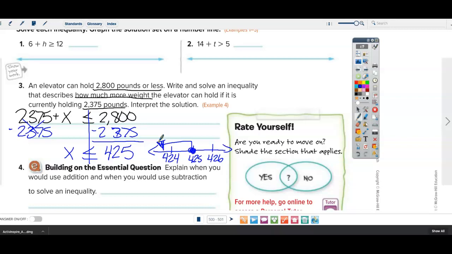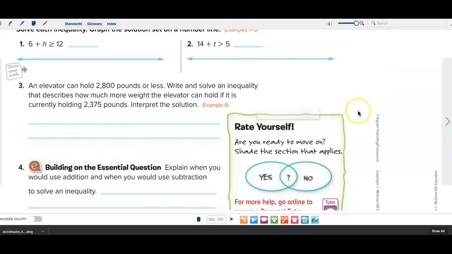All right, so your assignment is to do 1 through 4 on page 500. I already gave you the answers to 3, so you really only have 3 problems left. On number 4, it's asking you to explain how do you know to add and how do you know to subtract to find the answer. And we've talked about that a lot, so hopefully everyone should get that problem.